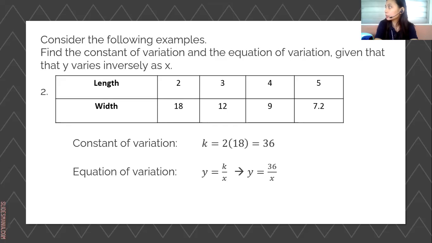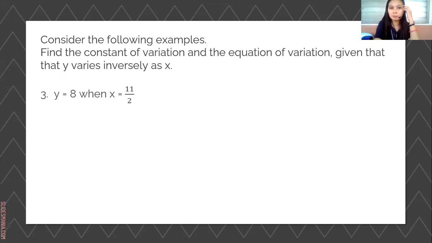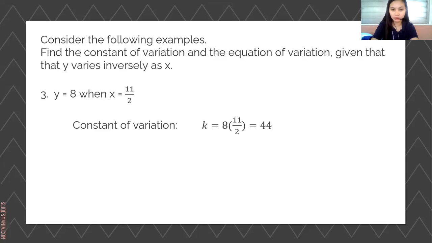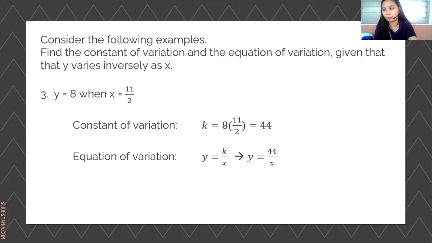So, kung wala, let's proceed po. Another example po, y is equals to 8 when x is 11 over 2. So, substitute lang din po natin. Y natin is 8, ang x natin is 11 over 2. And marunong naman mag-multiply po, tama, ng fraction to a whole number. So, the answer is 44 po, sorry. Okay? So, substitute nyo lang yung 44 na yun doon sa ating equation of variation po. Questions po?